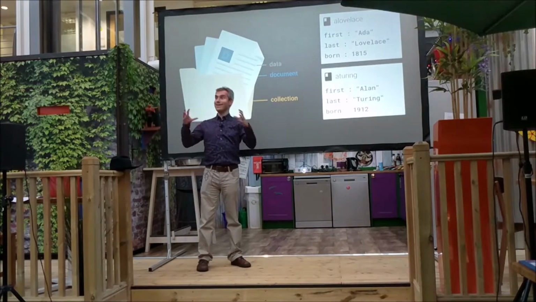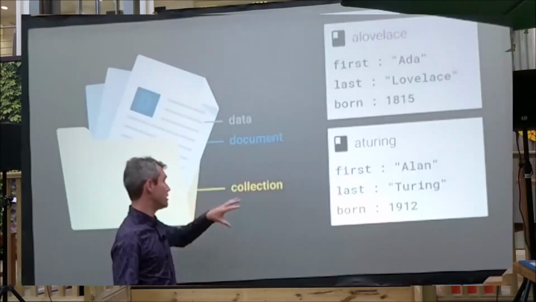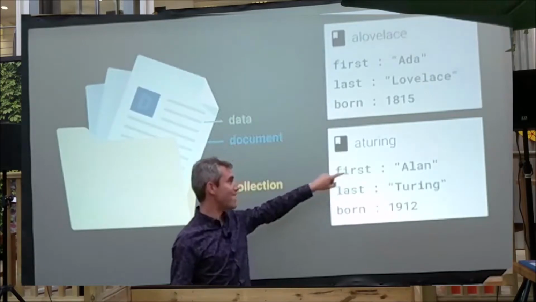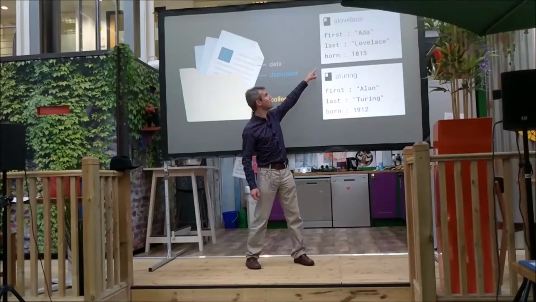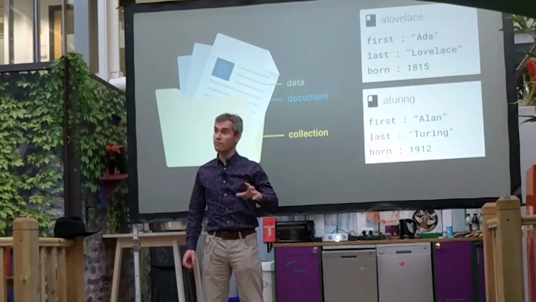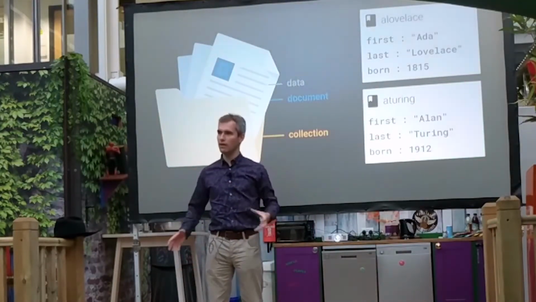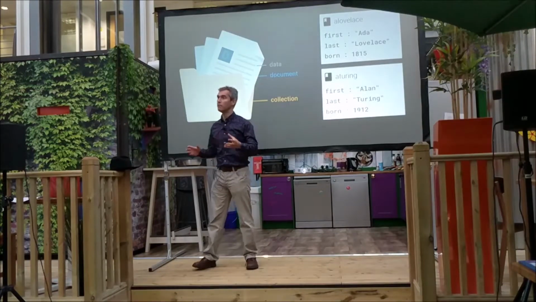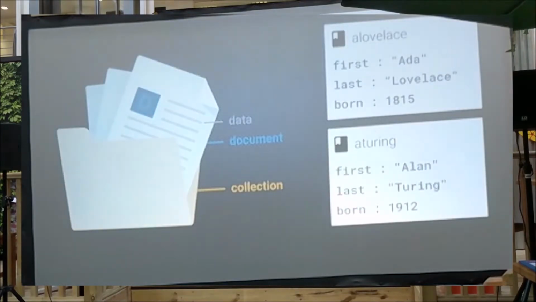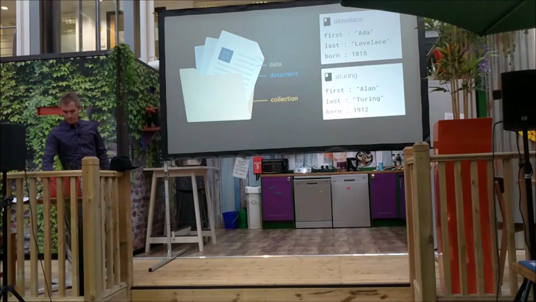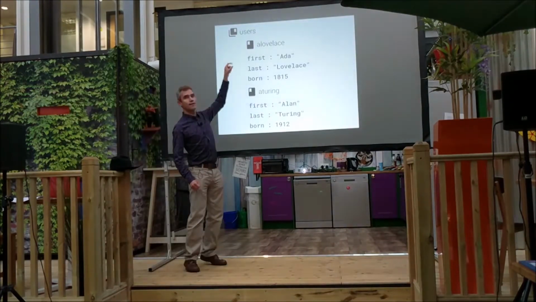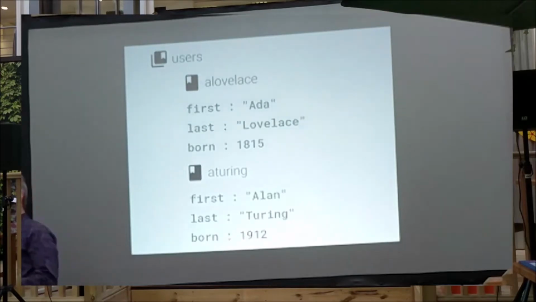Documents sit inside a collection, and usually you would use a collection to store similar documents. Now, these two documents happen to have the same keys, so they all have a first, last, and born, but they don't have to. You can store whatever you like in whatever document, in whatever collection you like. And the benefit of that is just pure flexibility.